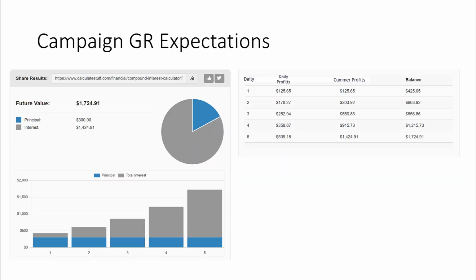So the general expectations that we want to define here is, this is a compound interest calculator using 35%, using a position size of $300. So $300 is the position size that is going to be used for this campaign. And why is it $300? Well, obviously $300 is 20% of 1,500.